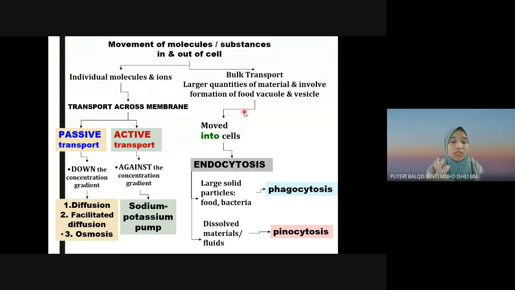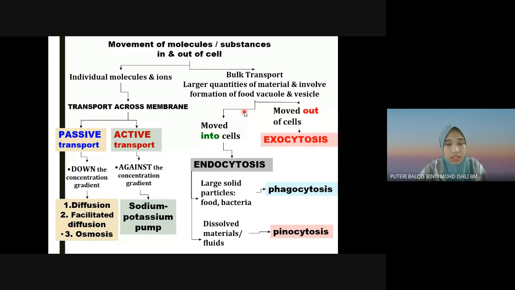Dia senang nak ingat macam ni. Kalau phagocytosis tu sel makan. Kalau pinocytosis sel tu minum. Okay, makan minum. Kalau itu move masuk ke dalam sel. Kalau move out of the cell, kita ada exocytosis.